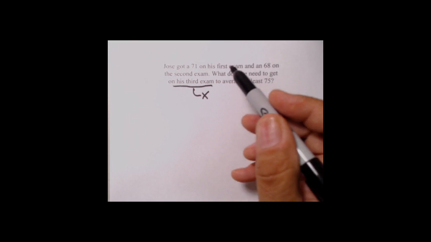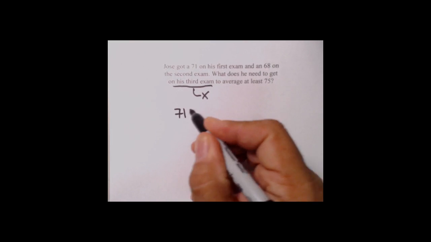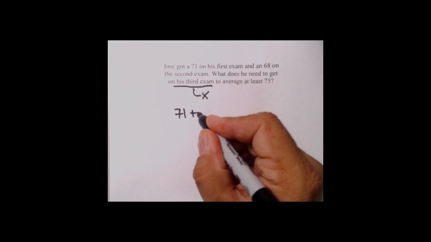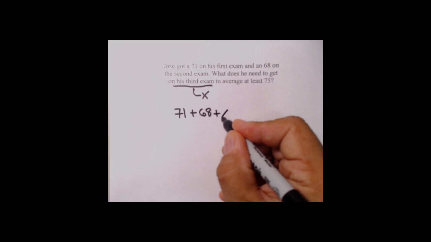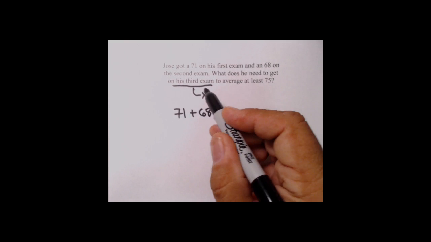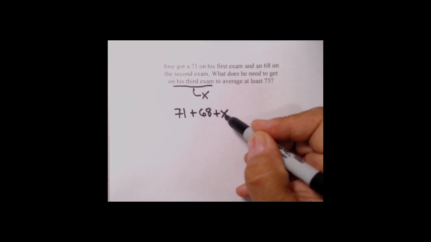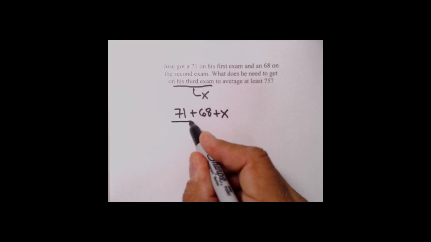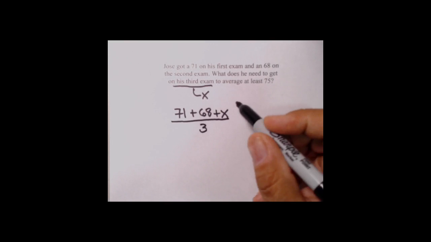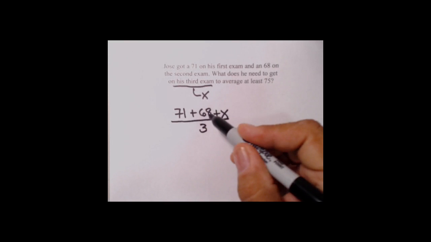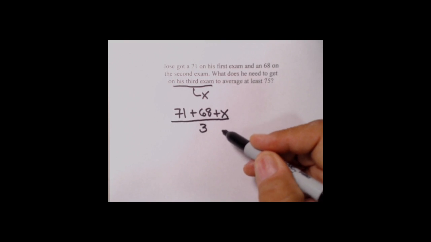So let's add up the scores he's got so far. He got a 71. He got a 68, and what he's going to get on this last test is X. Well, we want the average of that. Remember how you get an average? You add them all up. That's what we started to do here. And then you divide by how many you have. And we've got 3 of them. So adding up these, we know 2 of them. One we don't know yet. But then dividing by 3 will give us this average.